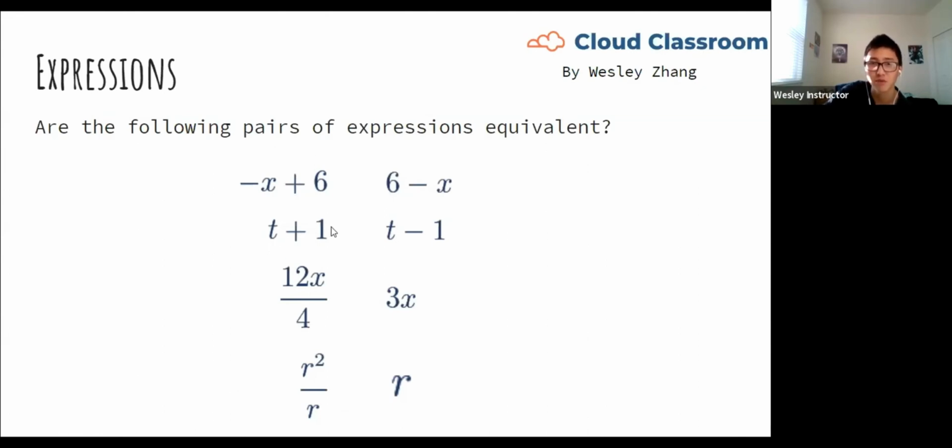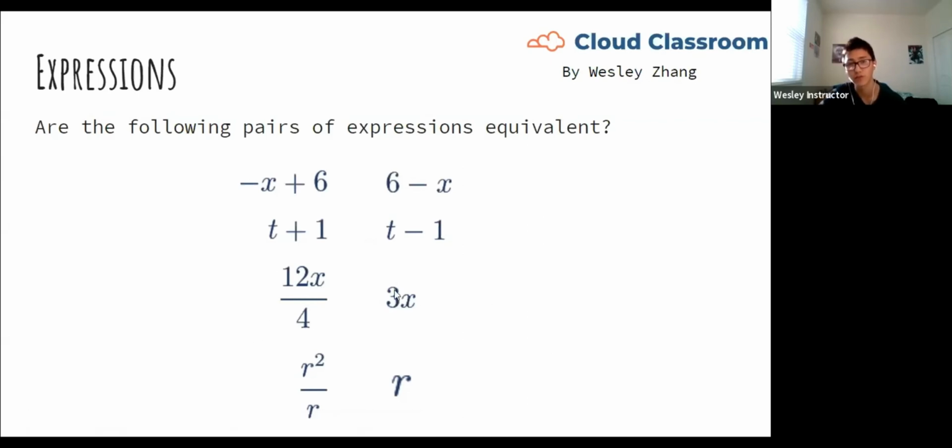All right, t plus 1 and t minus 1. We can tell that these are not equivalent. If we flip these, this becomes 1 plus t, and this becomes -1 plus t. They're not equivalent, and we can test it out too. If you plug in 5 for t in both, they will not be the same. This one will turn out to be 6, and this one will turn out to be 4. So these are not equivalent.